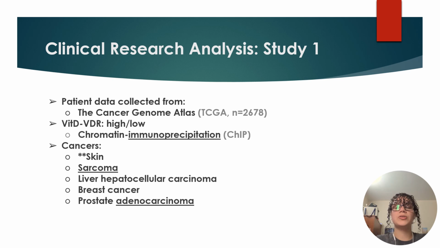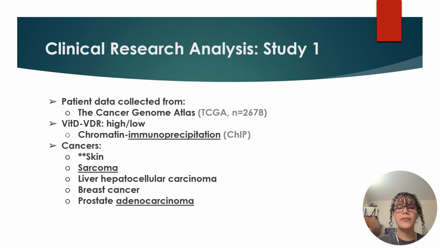Now for the clinical research analysis. There were two studies. This first one had around 2,500 participants, and it tested the vitamin D receptor if it was high or low using chromatin immunoprecipitation. Immunoprecipitation is the use of an antibody that binds to a specific protein to be able to have it form a precipitate during centrifugation, allowing for isolation.